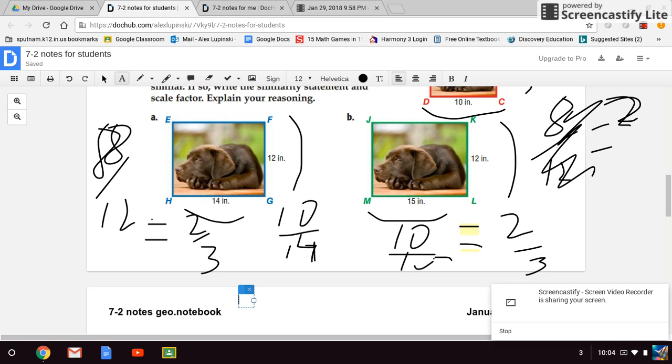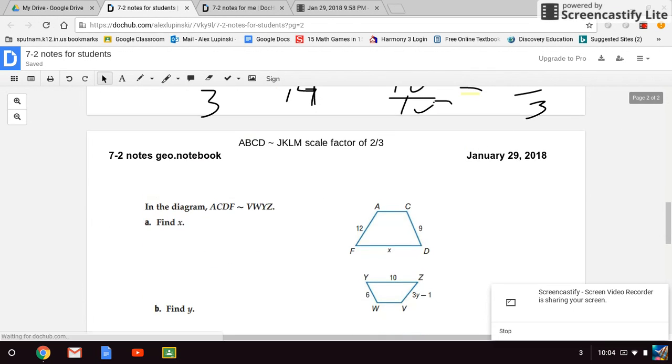That would mean that polygon ABCD is similar, which is this little squiggle called a tilde, to JKLM. And that's essentially how you do those with the scale factor of 2 divided by 3, or 2/3. Moving on to more fun.